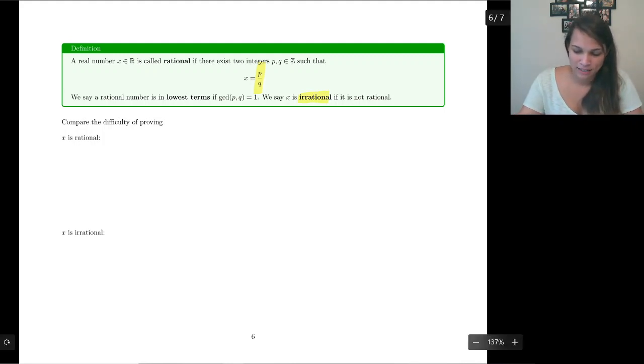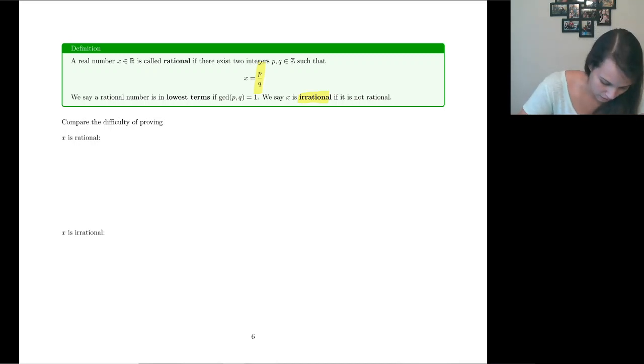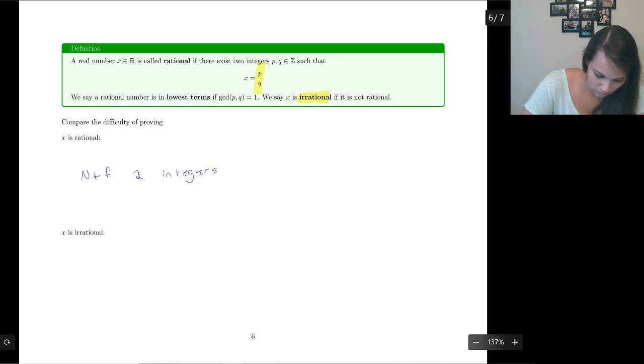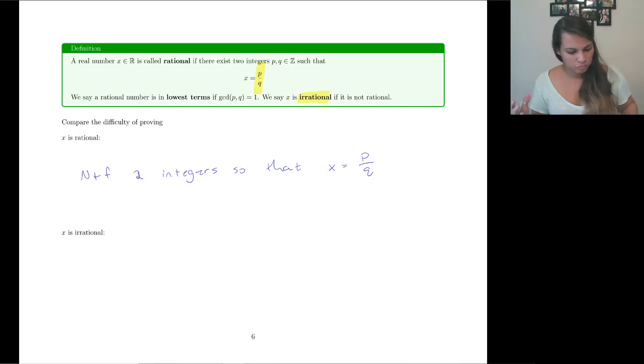So let's compare the difficulty of proving x is rational and x is irrational. If x is rational, we would need to find 2 integers so that x would equal integer over integer. Not so bad. We can probably do that. We're very good at finding integers. That's what all these prove-it's-even, prove-it's-divisible-by problems are. It's that game.